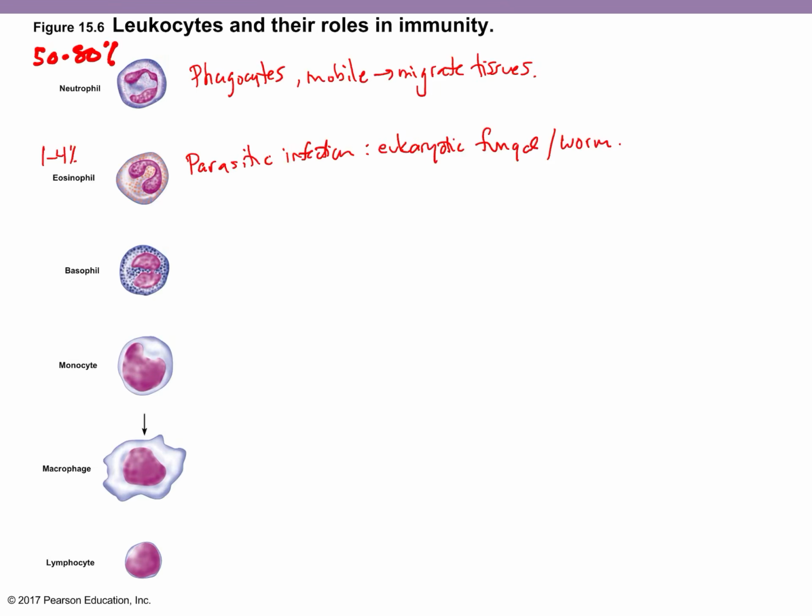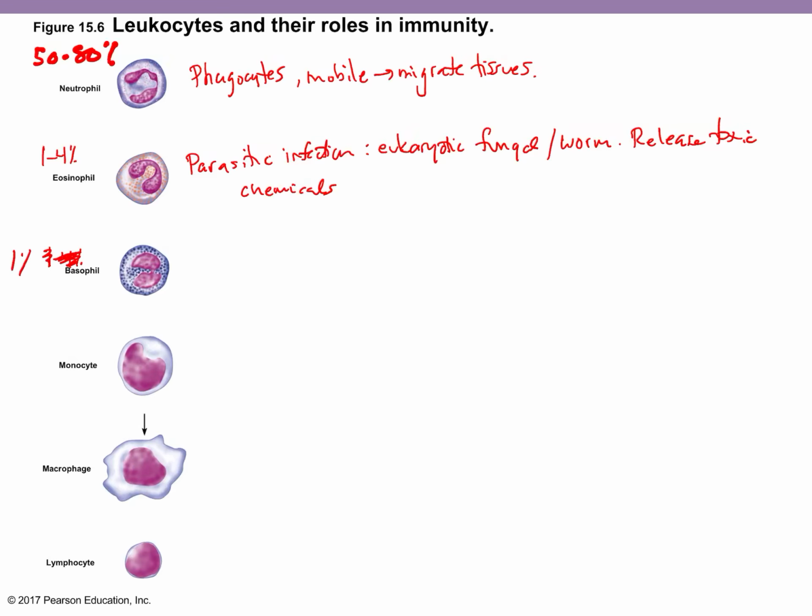And what they do is that they take these little granules that are in their cells and they release these toxic molecules, toxic chemicals, and they irritate and they try to attack those parasites with these chemicals. So if you see an elevated eosinophil count, that could tell the clinician that you're having some kind of parasitic infection.